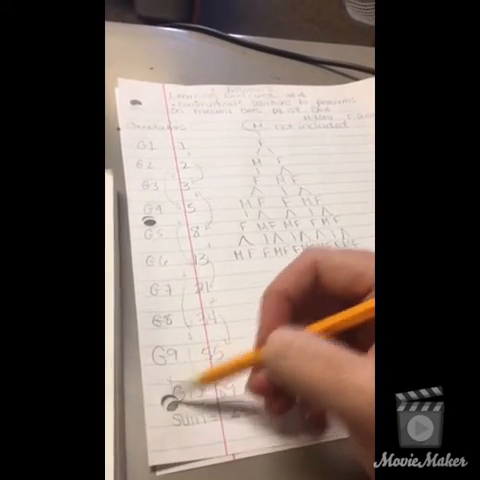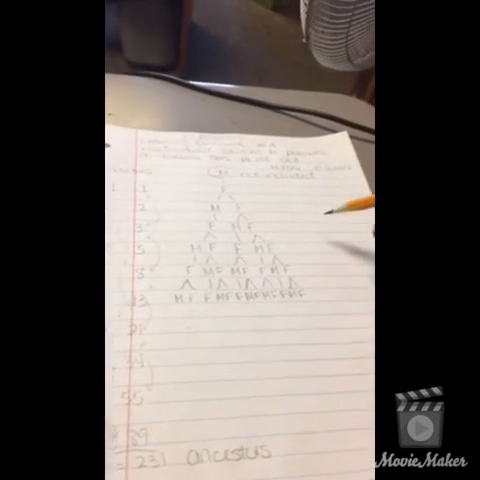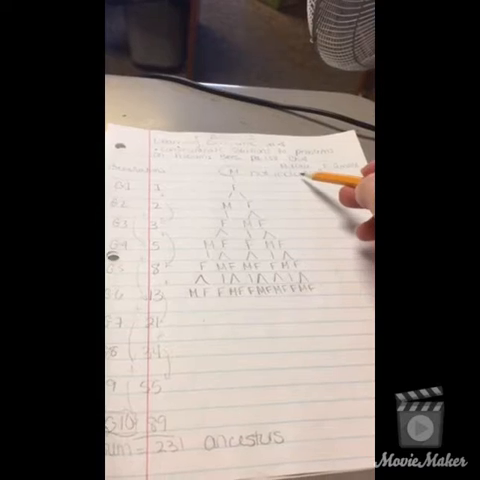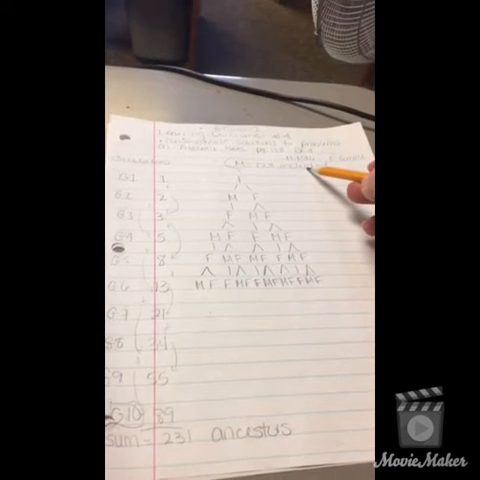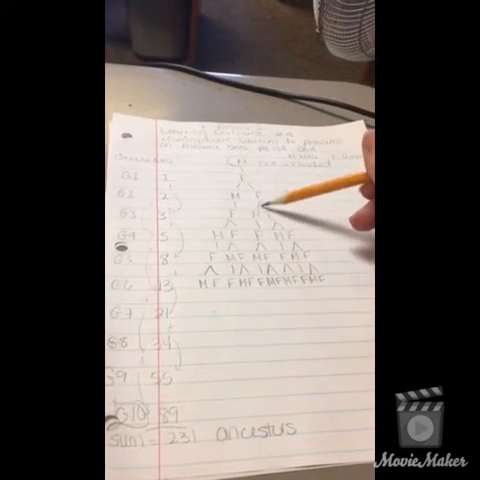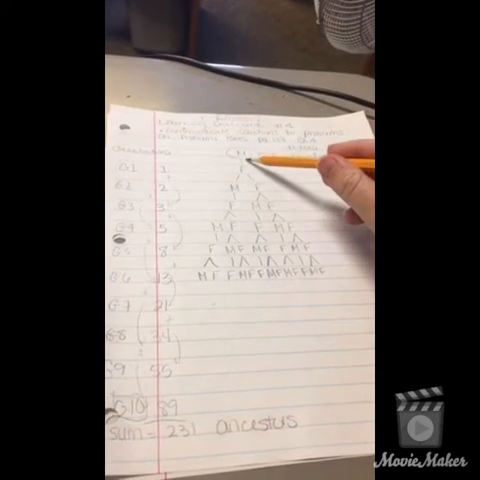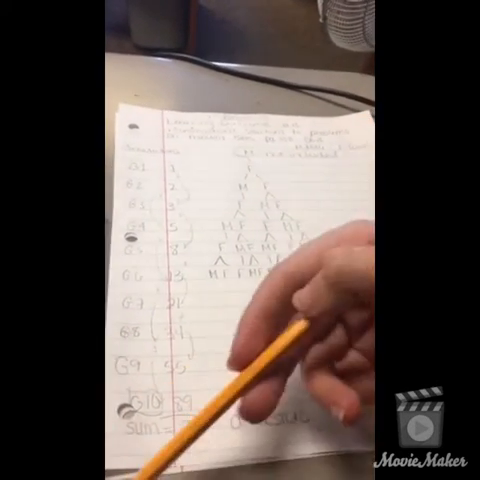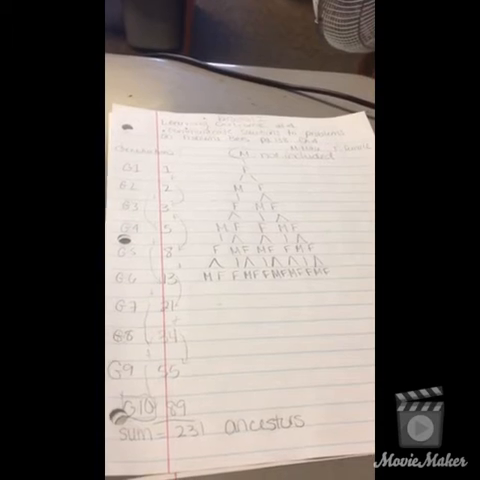You do not include the first, which is him, the first bee itself, because they're asking for how many 10 generations back, not including him. So that's where you get the 231 ancestors.